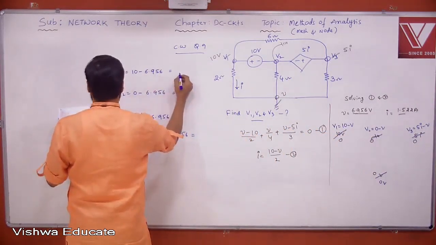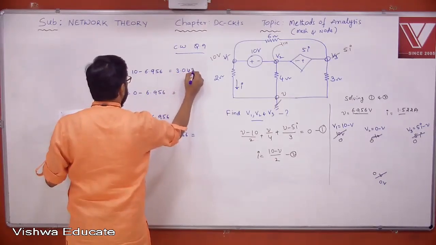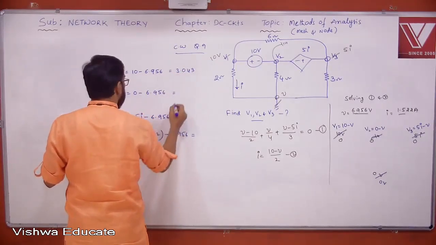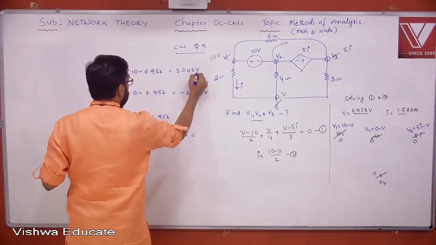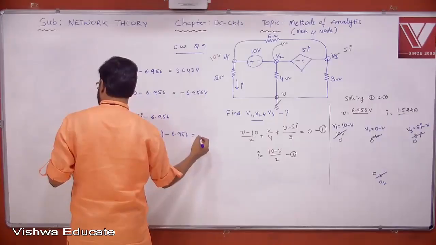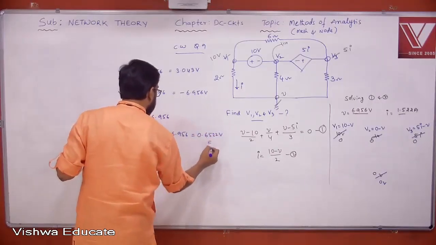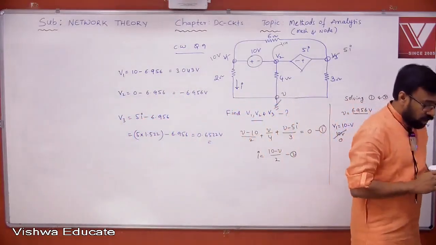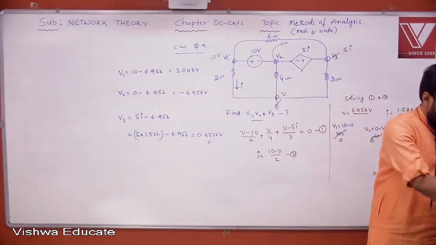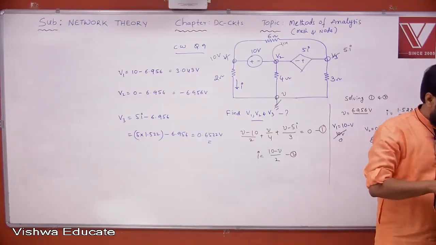We are supposed to get the answer here: 3.043. This is minus 6.956. And this is going to be 0.6522. Okay. This is how you are supposed to answer the questions. And hope you understand all this, right?